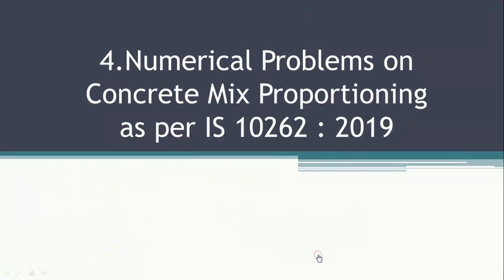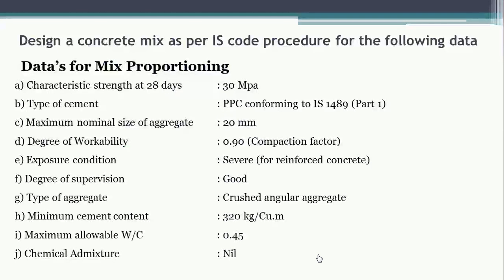In this class, we'll be solving another problem on concrete mix proportioning as per IS 10262 2019. This problem also has some uniqueness compared to the other three problems that we have solved. Only in one or two places you can find some difference, or else all the methods we have done in the other three problems are almost the same. So I'll directly go on to the problem.